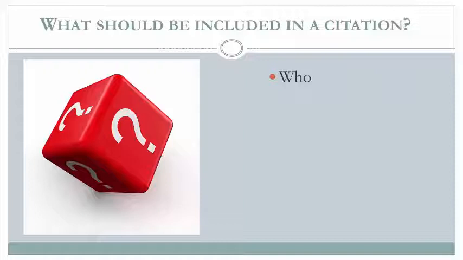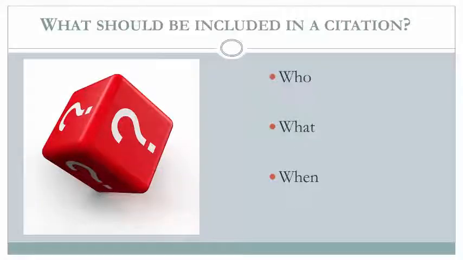Who is the author and the author's credentials. What is the title of the source? Not the title of the article, not the name of the database, but the title of the magazine, Time Magazine, or the title of the book, Public Speaking and You. And when is the date of publication, the date of the interview, the date that the website was last updated or accessed.